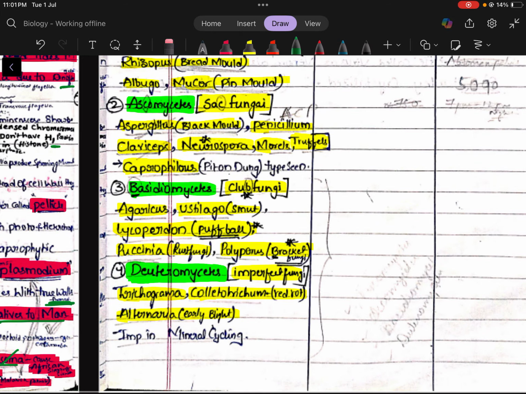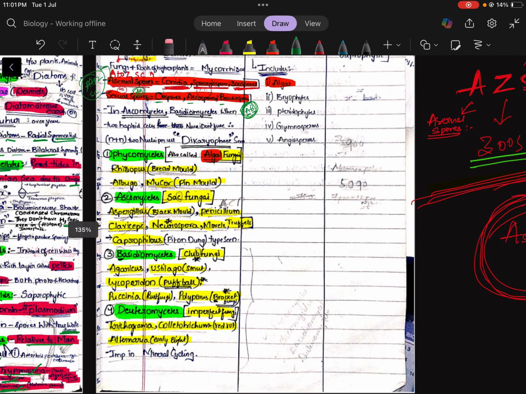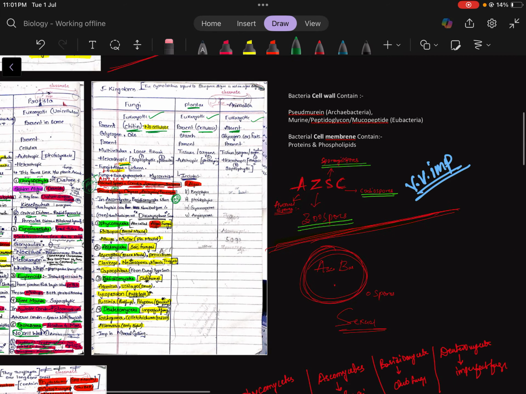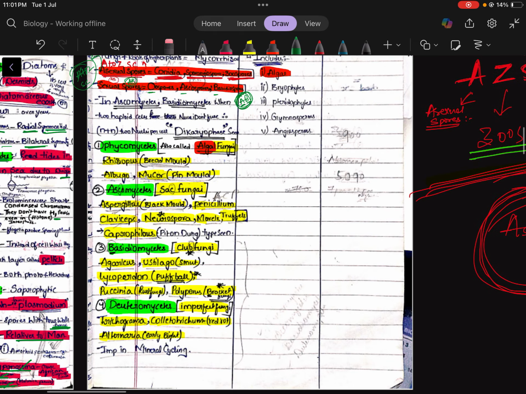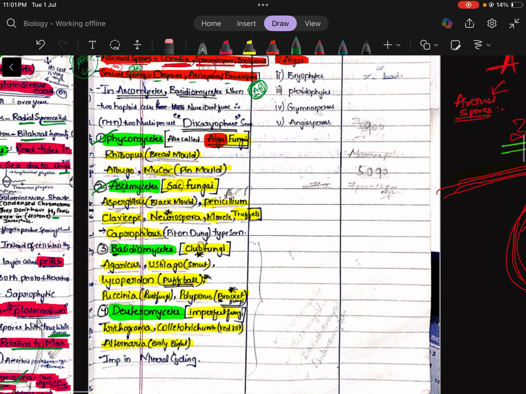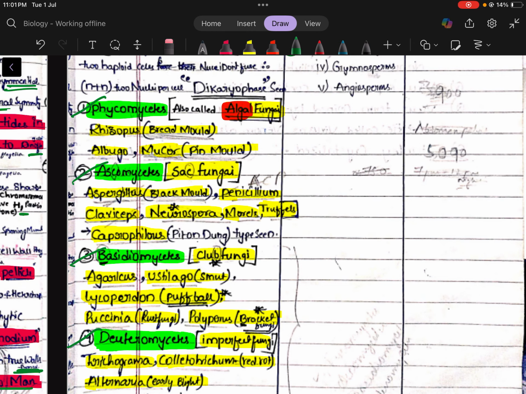Next, the four subgroups of fungi are Phycomycetes, Ascomycetes, Basidiomycetes, and Deuteromycetes. Phycomycetes has another name called algal fungi. Ascomycetes has another name called sac fungi. Basidiomycetes is also called club fungi. And Deuteromycetes is also called imperfect fungi.